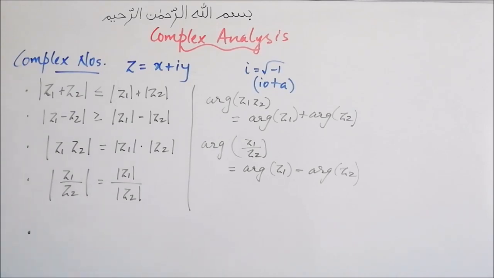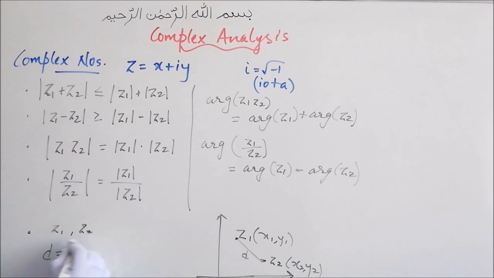Distance between two points. Let's say we have 2 points z1 and z2 in the complex plane or the Argand plane. Let's call them z1 and z2 with coordinates x1, y1 and coordinates x2, y2. Then the distance d between these 2 points is equal to root of x2 minus x1 the whole squared plus y2 minus y1 the whole squared, which can also be written as modulus of z2 minus z1.